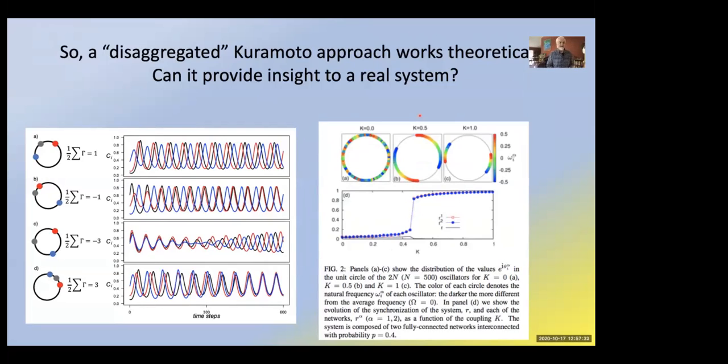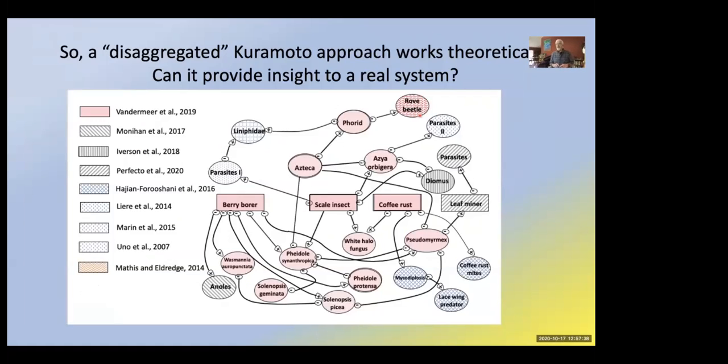Now the question is, can that give us any insight whatsoever into what might happen in a real system? This is the real system that I'm talking about. And as I said before, we've been studying this system for a long time now. I think we have a good idea, possibly not all that quantitative, but a really good deal, like old-fashioned naturalists, of exactly how this system works. What are the underlying overall patterns in the system? So the idea is to use the Kuramoto approach to see if what we would find from Kuramoto corresponds with what we actually know to be the case in the system.